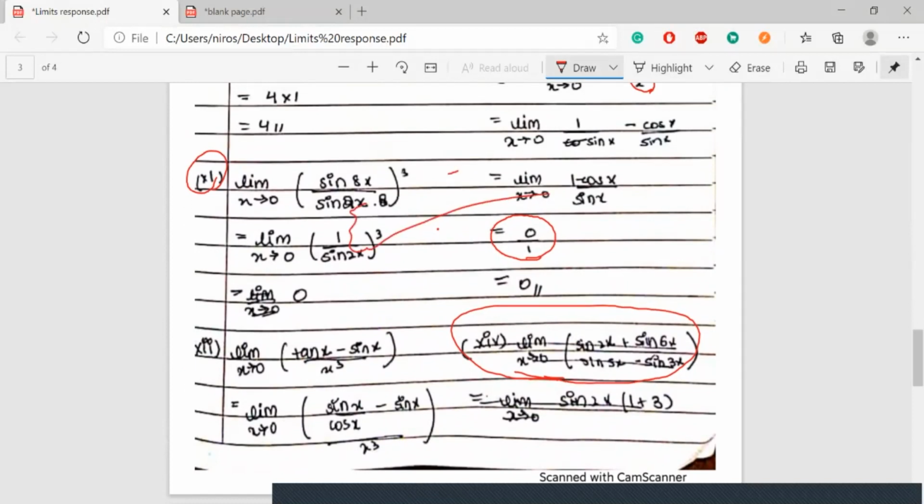I am surprised by this question, what you did. Which question, this one? Okay, I will write the question over here. It is sine 8x by sine 16x.